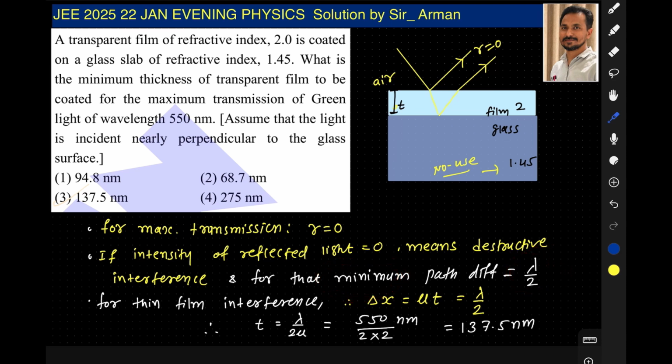तो फॉर थिन फिल्म इंटरफियरेंस, अगर ये टॉपिक आपने पढ़ा है, तो थिन फिल्म इंटरफियरेंस में the path difference delta x is given by mu into t, that is delta x equals mu into t, where mu is the refractive index of the film and t is the thickness of the film.